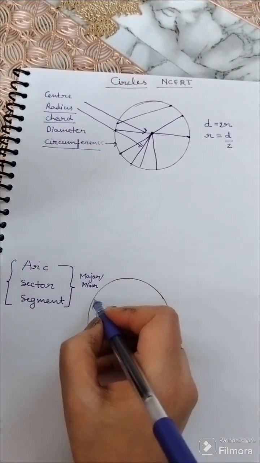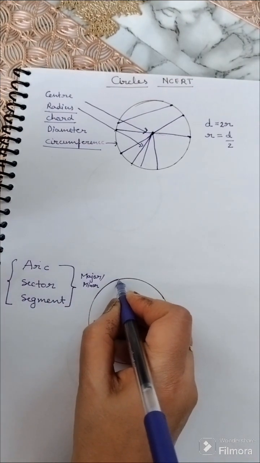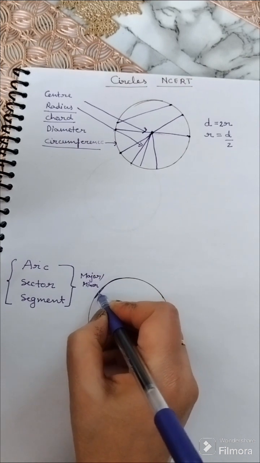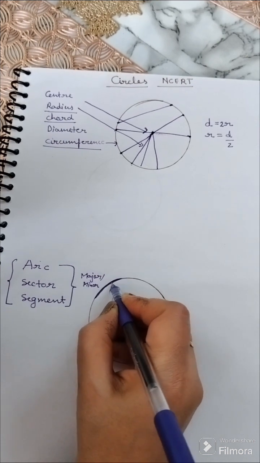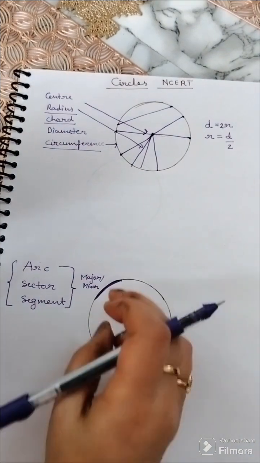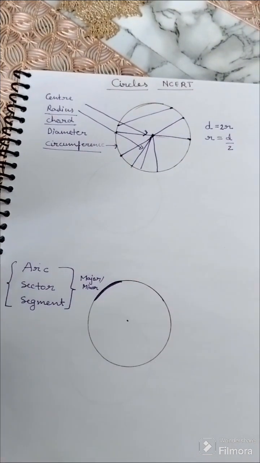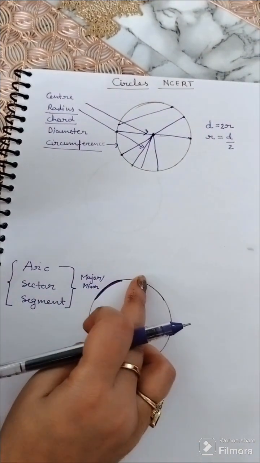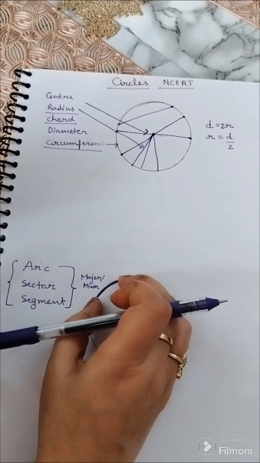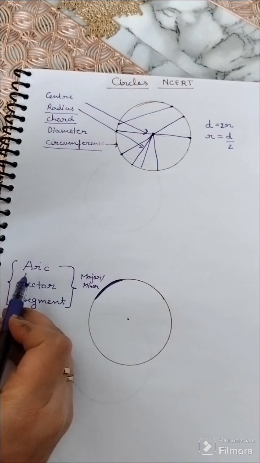So, arc is any part of the circumference. For example, this. If I take any part on the circumference of the circle, then this particular part of the circumference is called an arc.